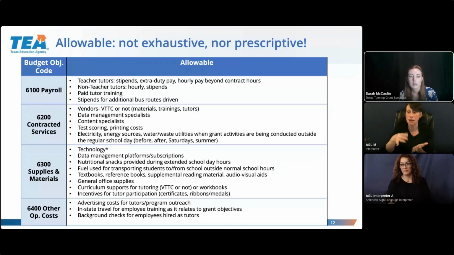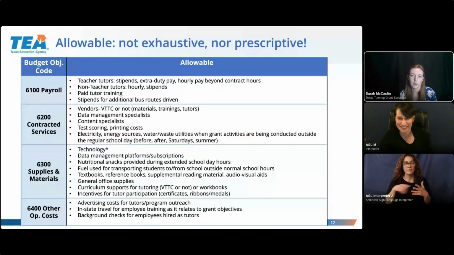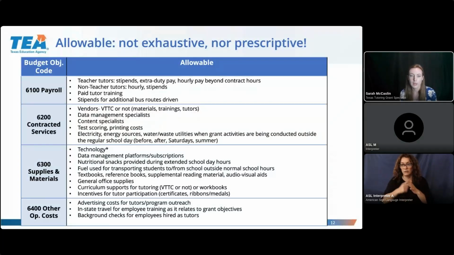Other operating costs, this could be advertising costs if you're trying to do some programmatic outreach or tutor recruitment. If you've got in-state travel for your employees as it relates to grant objectives, different trainings that you're sending them to under this umbrella of high impact tutoring. And then if you are hiring new employees as tutors and you need to run background checks, then you can charge that to the grant as well.